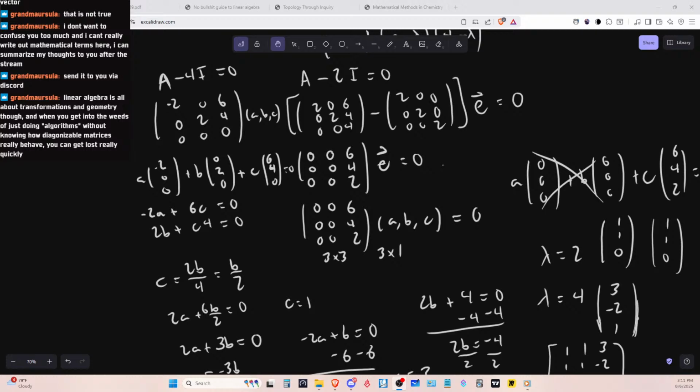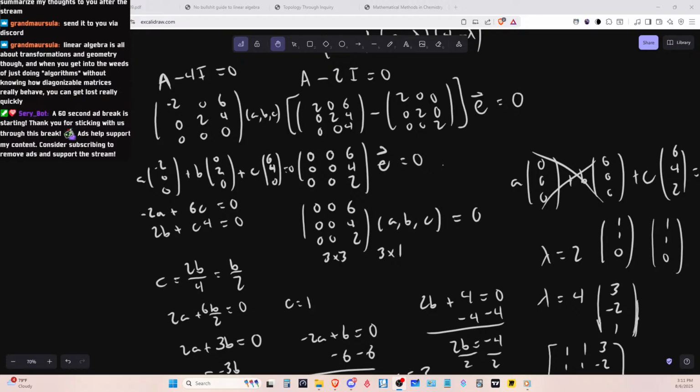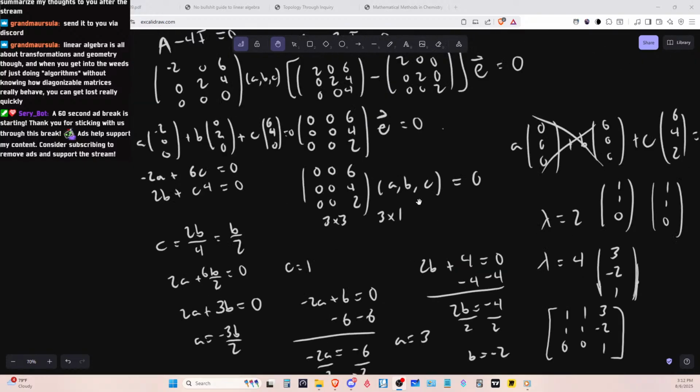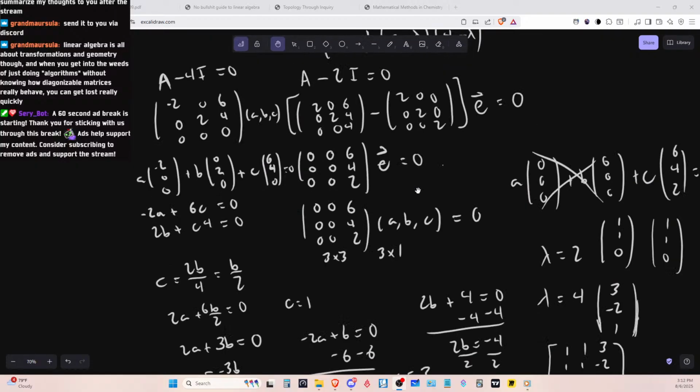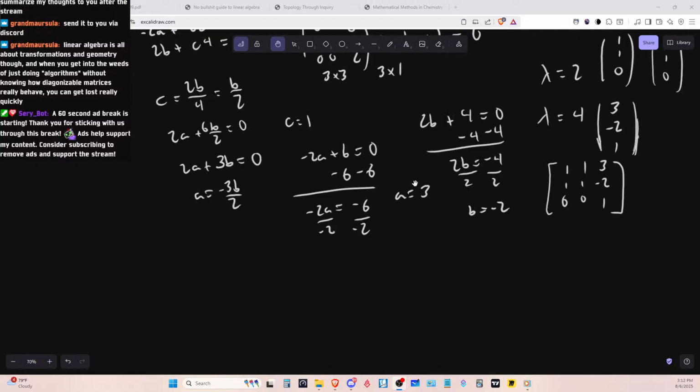Just for reference. Linear algebra is all about transformations and geometry, and when you get into the weeds of doing algorithms without knowing how diagonalization really behaves, you can get lost really quickly. Okay. I mean, that's fair.